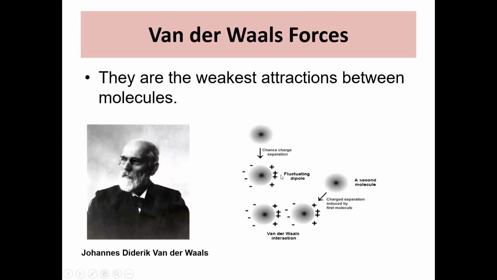These molecules have charges, the negative charge and the positive charges. And you can see now that there is an alignment because opposites always attract. So you have one molecule, and a second molecule will induce the charge separation.